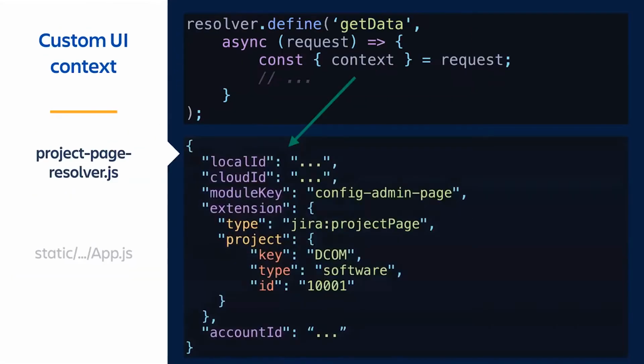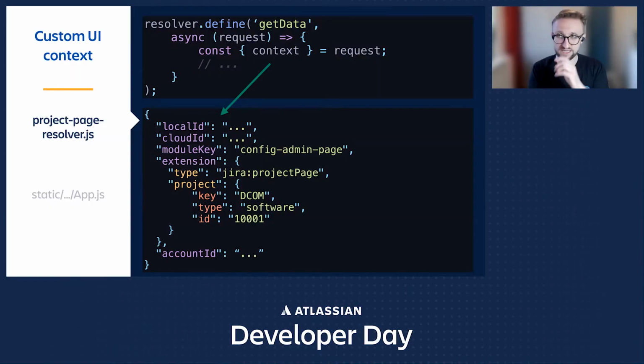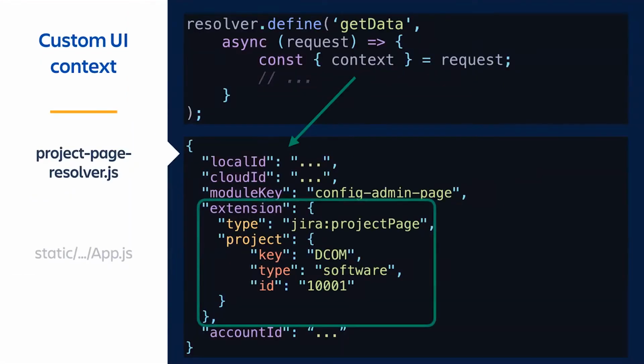As you see, in this case, it really contains the extension field, which contains the project related data. We have the product key, we have the type, we have the ID. Pretty useful data if you're about to manipulate the project related data. Just to mention, each extension has its own set of data, which is returned in the extension field. So the issue panel will have things related to project and to issue, for example.